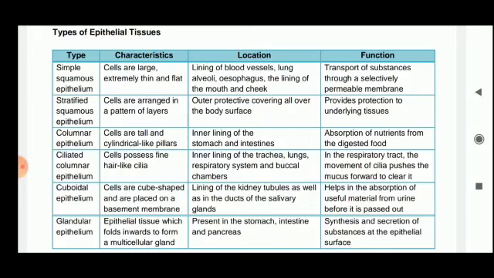So children, these are the 6 types of epithelial tissue, their characteristic, location and function. You can learn well, and you can write in your note copy also.